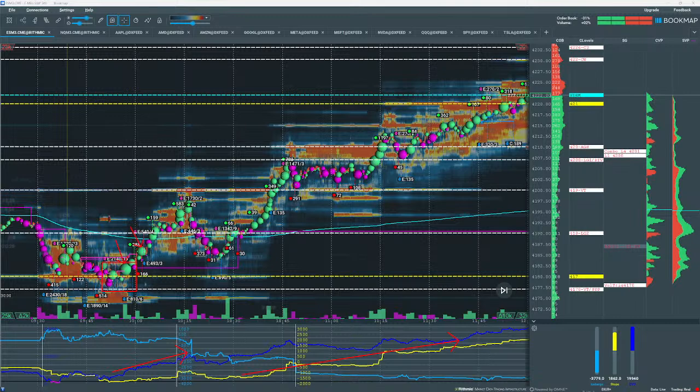And then here is the pullback and secondary entry. And note the shift in order flow there. Pink dots and then aggressive buyers start to come in. And all that time, cumulative volume delta continues to rise. And then after this pullback at around 10:25, stop orders start to help to fuel the move higher, shown by these small green dots.